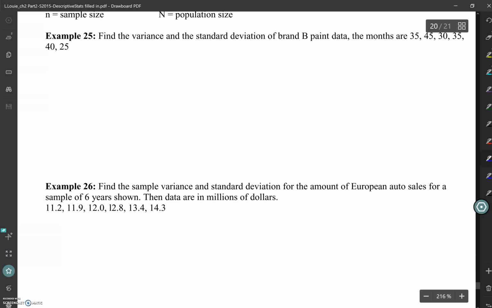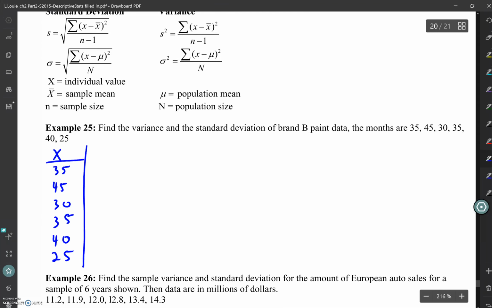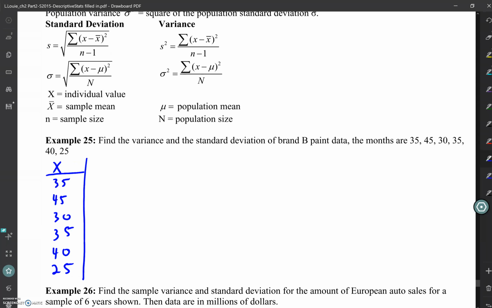So I'm going to make a table to help me, and I'm going to say my x values, which are these data values, 35, 45, 30, 35, 40, and 25. Then we want to be able to apply these formulas. So I'm going to look at the pieces that I need for these.